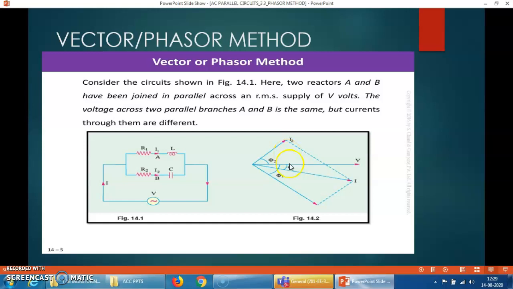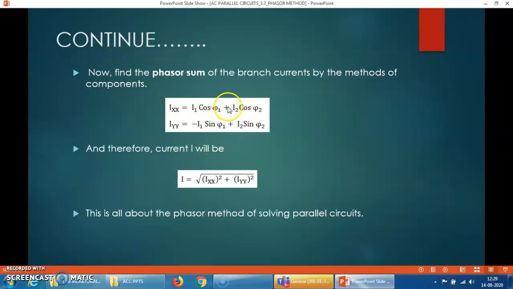By adding I1 cos phi 1 plus I2 cos phi 2, you get the x component, the real component, which is the phasor sum. And see the minus sign, because the current I1 lags behind the voltage, so its sine component is on the minus y axis. So minus I1 sin phi 1 plus I2 sin phi 2 gives the y component. Taking the phasor or vector sum, the current I is equal to the root of Ix square plus Iy square. So you will get the current I.